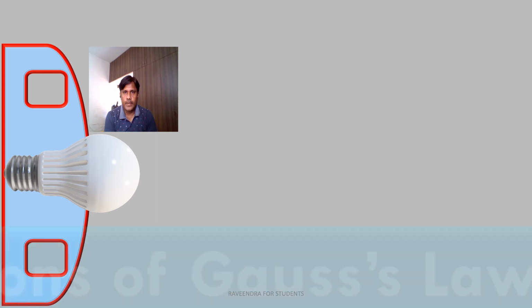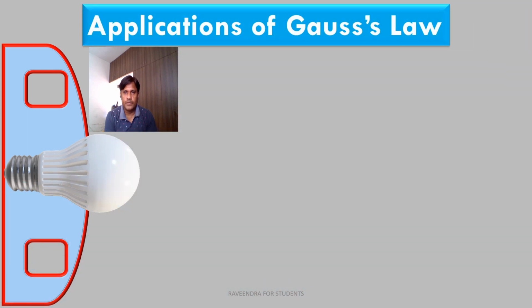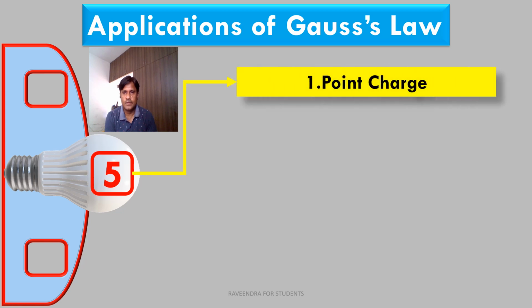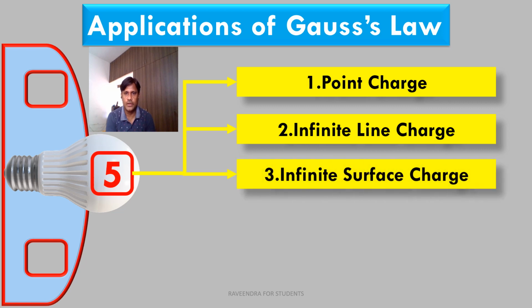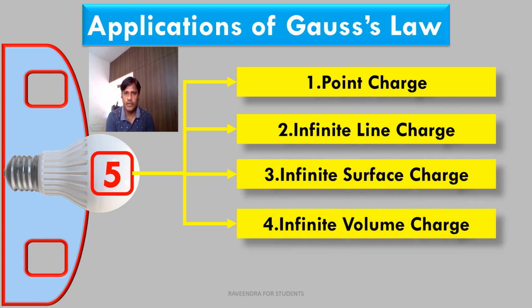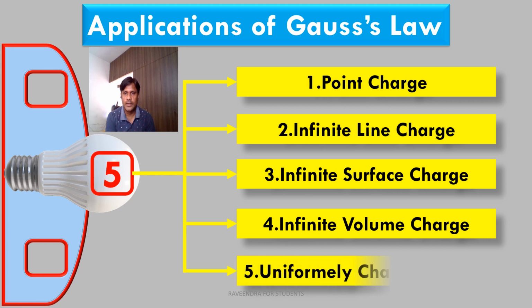Gauss law can be applied to any electrostatic problem if there exists a symmetry for the given charge distribution. But there are 5 major applications of Gauss law. Now we will see those 5. The first one is point charge. Second is infinite line charge. Third is infinite surface charge, then infinite volume charge, and then uniformly charged sphere. For these 5 major applications, we are going to use Gauss law to find the electric flux density very easily.